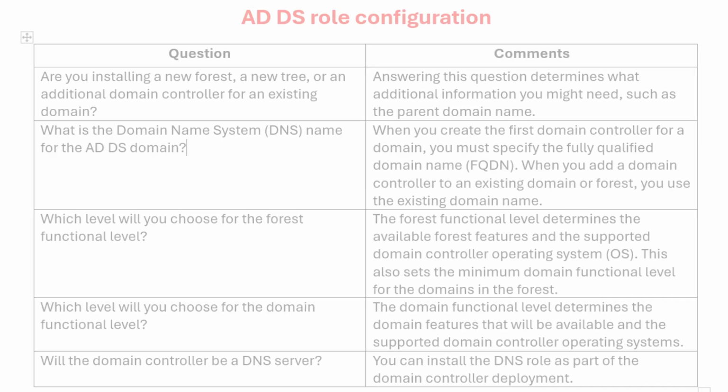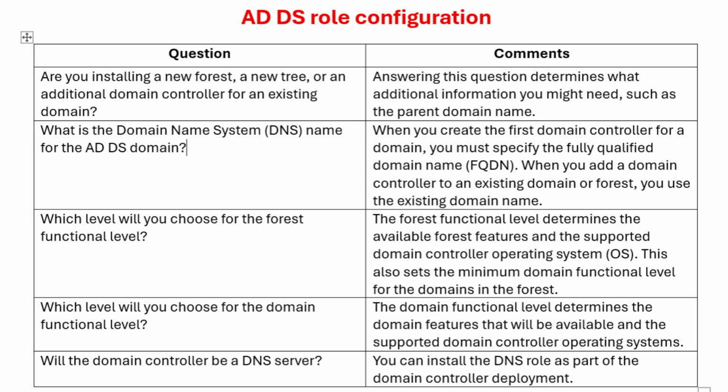The simplest way to perform this configuration is by using the Active Directory Domain Services Configuration Wizard. You start the wizard by selecting the ADDS link in Server Manager. As part of ADDS role configuration, you need to provide answers to the questions in the following table. Question. Comments. Are you installing a new forest, a new tree, or an additional domain controller for an existing domain? Answering this question determines what additional information you might need, such as the parent domain name.